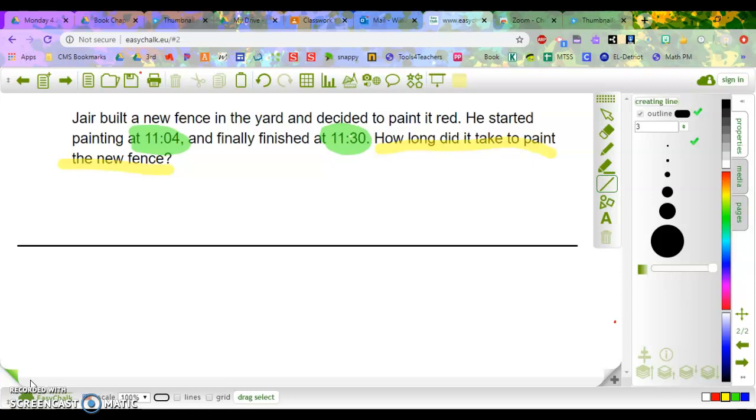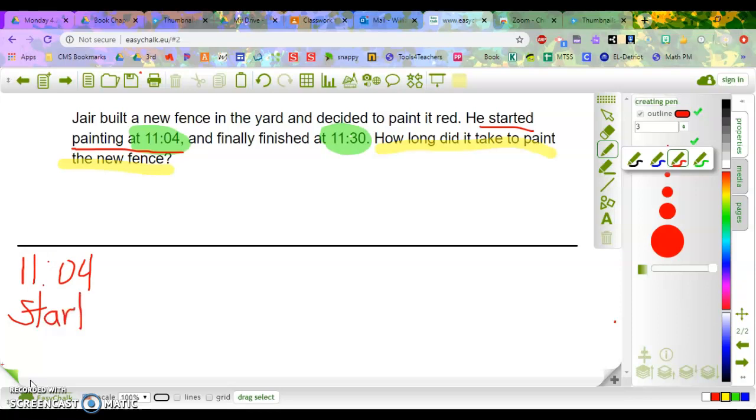It says he started painting at 11:04. So if I'm looking in that problem, this is his start time. The time he starts to do his work is 11:04. So I'm going to put that here on my number line. 11:04 is the start. So I go back to reading, and he finally finished. He finished at the second time, which is 11:30. So I need to put that at the other end of my number line, and that's when he finished.